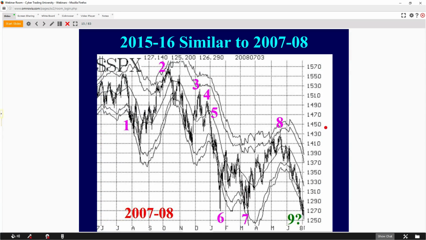Now, there's one other kind of broader perspective. We've been talking about this really for about 6 months now, even longer than that. But the end of 2007 and the beginning of 2008, there are a lot of similarities to the end of last year and the beginning of this year. Whether that will continue or not, I don't know. But as long as the similarity is still there, I think it's worth discussing.